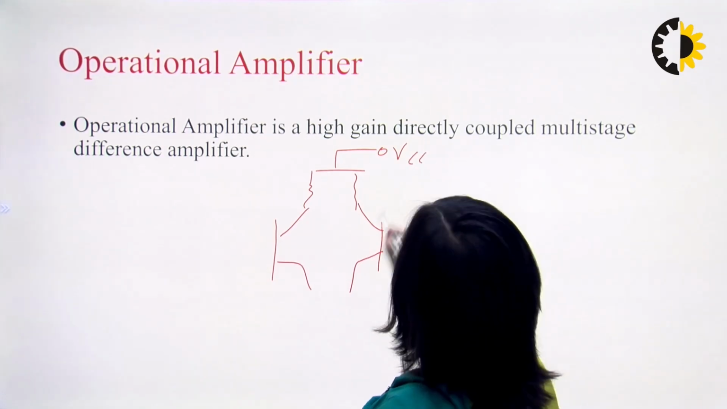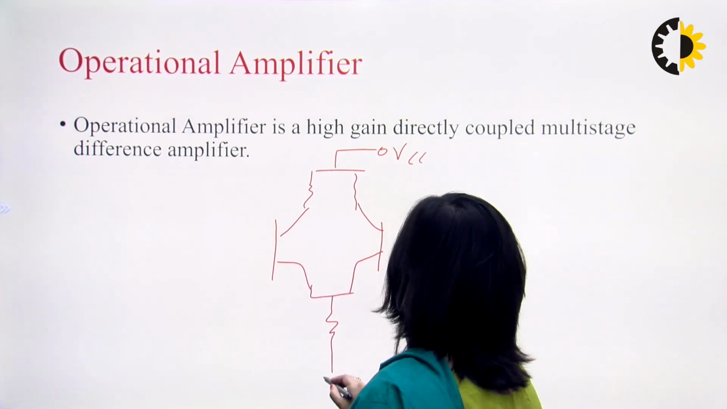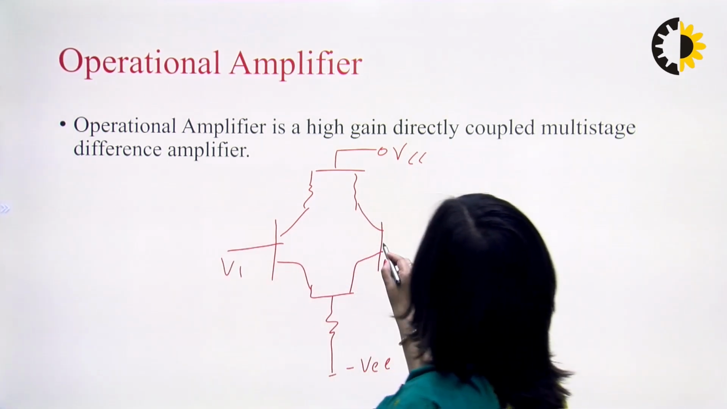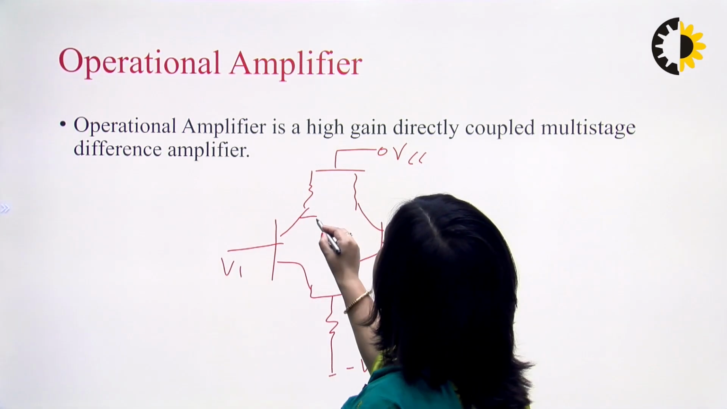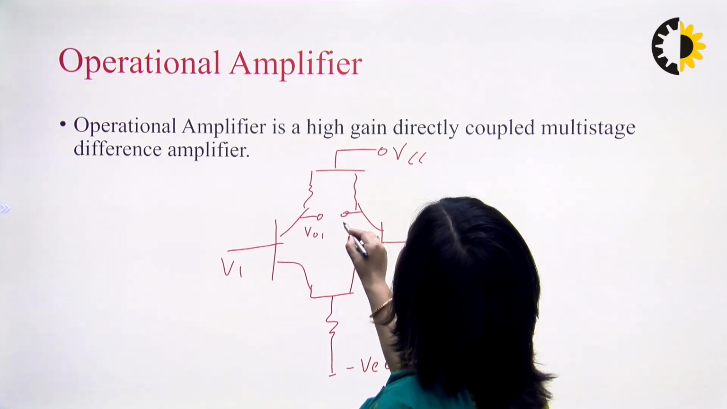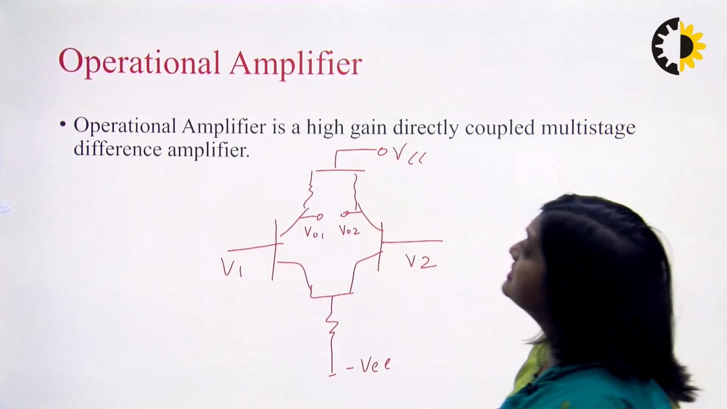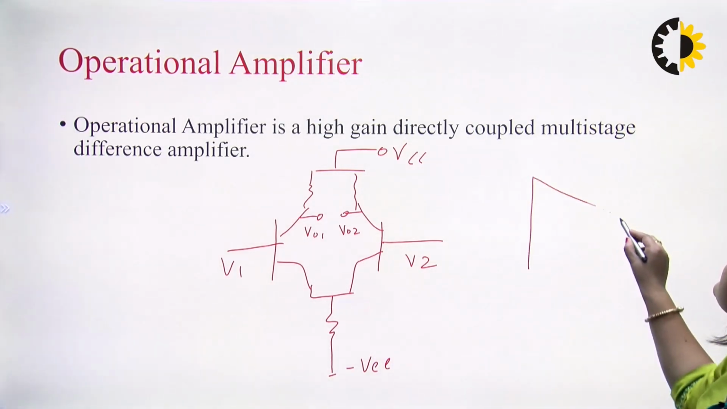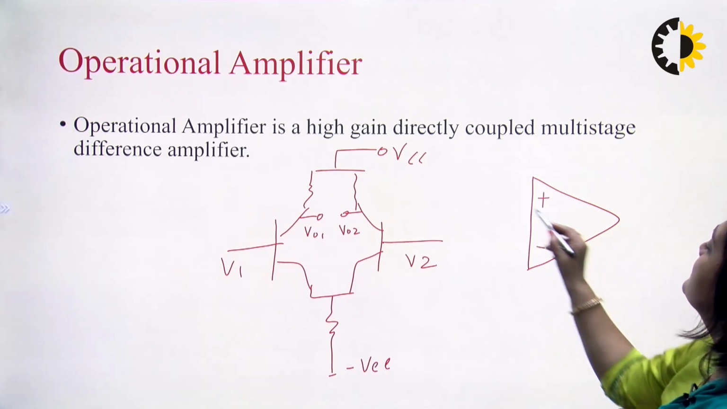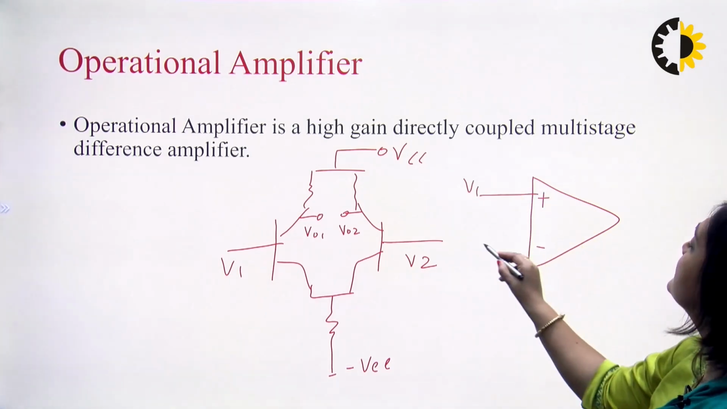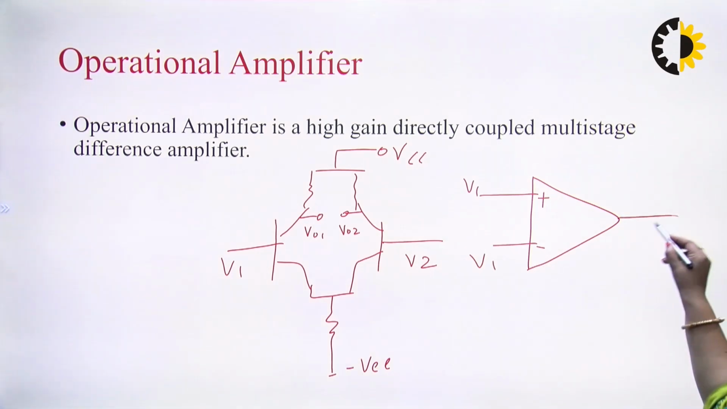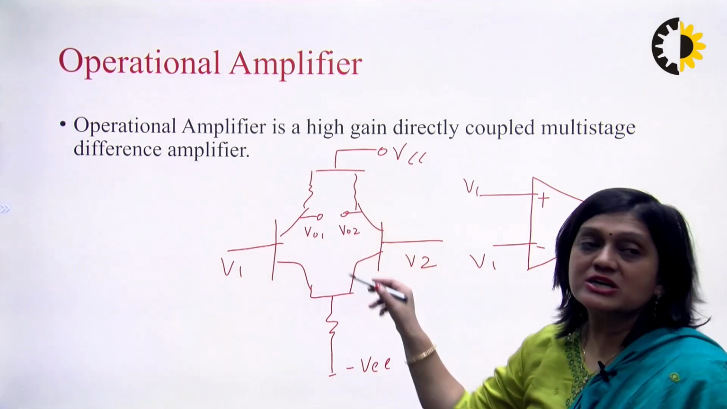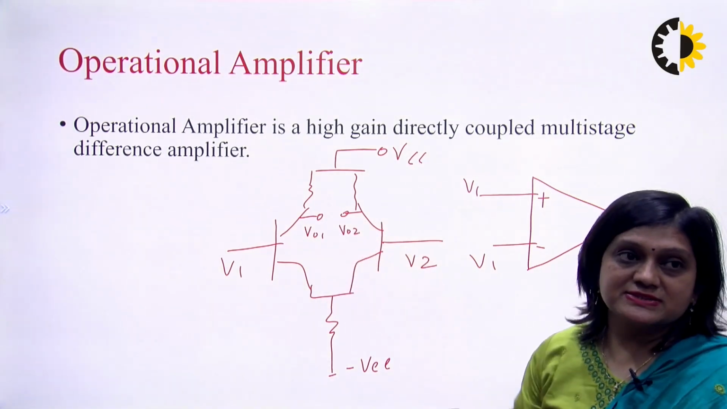This is the diagram for the differential amplifier. Like this is V1 and this is V2, and here there will be the output. If we see the operational amplifier, the symbol of the operational amplifier is in this way. This is for the non-inverting input, and this is for the inverting input, and this is for the output. Inside this triangle, there are so many differential amplifiers which are made up of these BJTs.